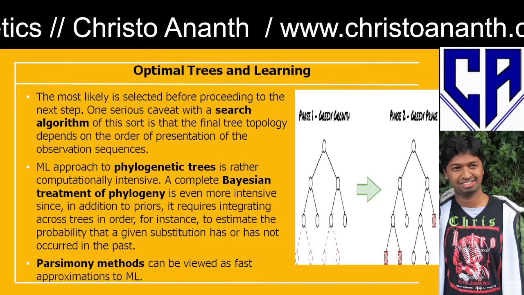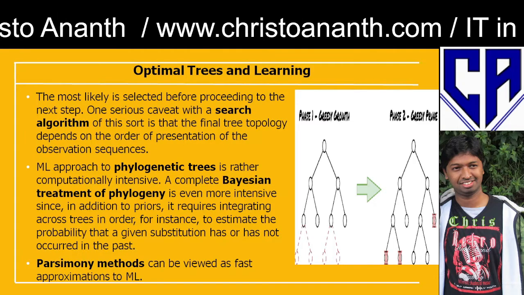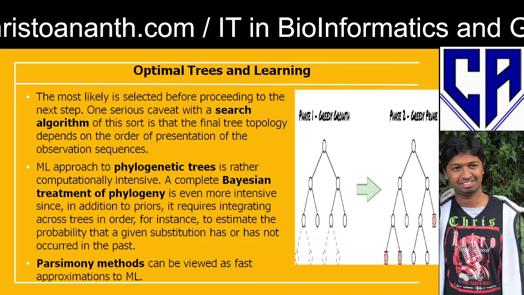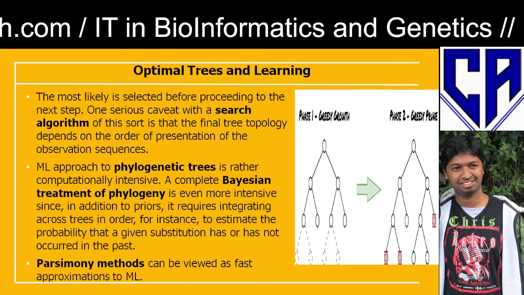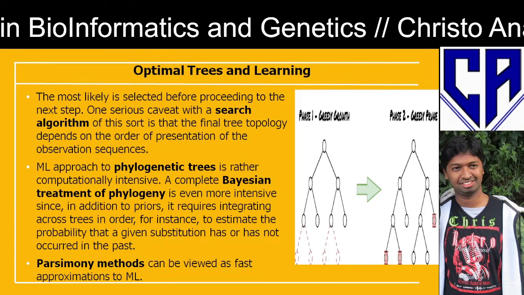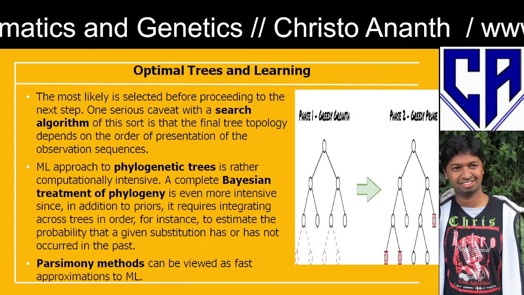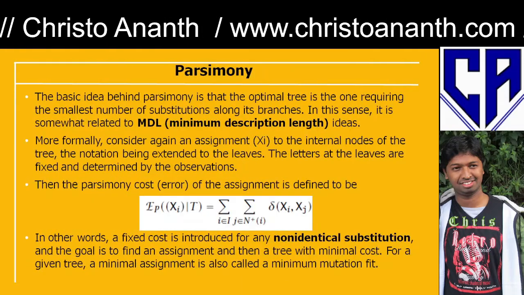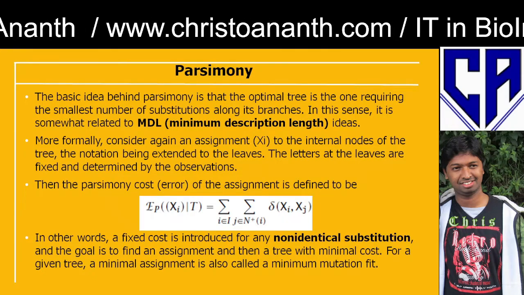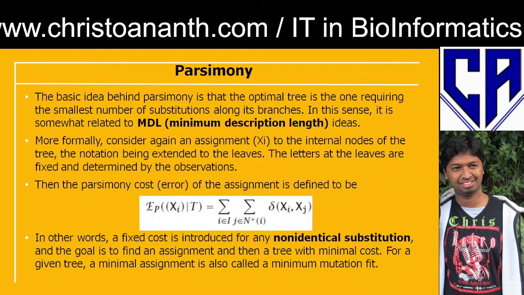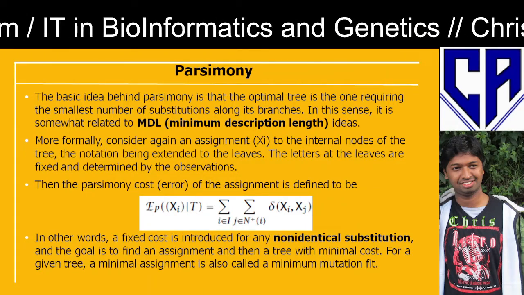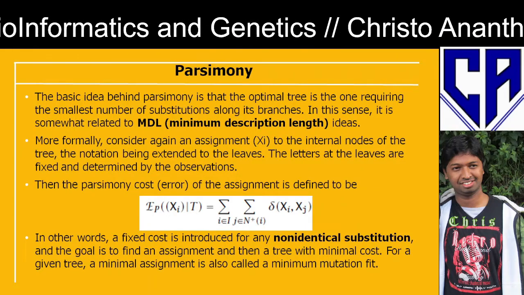Generally you can estimate the probability function for each of the methods. As I told you, there are two methods. One is the parsimony method and the other is the likelihood method. The parsimony method is generally considered a fast evolution method. Generally we can use it in machine learning. For this we will have the MDL, minimum description length, and we will calculate the parsimony cost or parsimony error of the assignment.